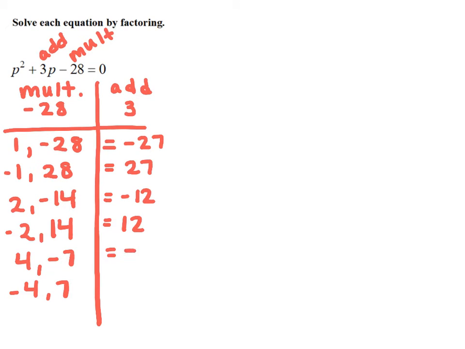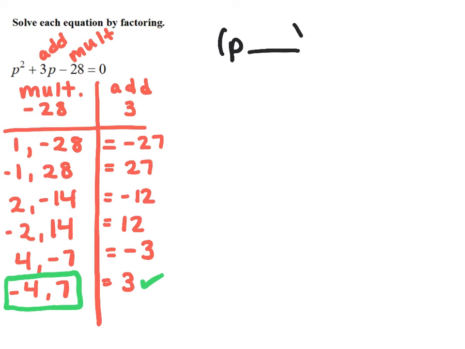4 minus 7 gives you negative 3, and negative 4 plus 7 gives you positive 3. Since this one down here is the only one that works, that means that these are our two factors that we're going to have to use. So I'm going to fill in to our form, so it's p and p equals 0. So I can fill in minus 4 plus 7.